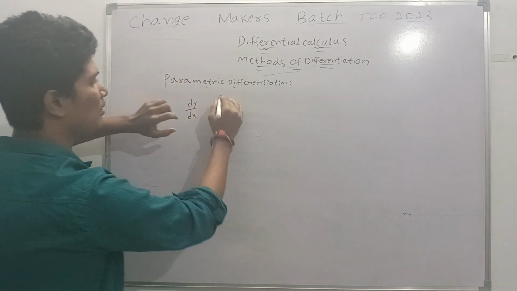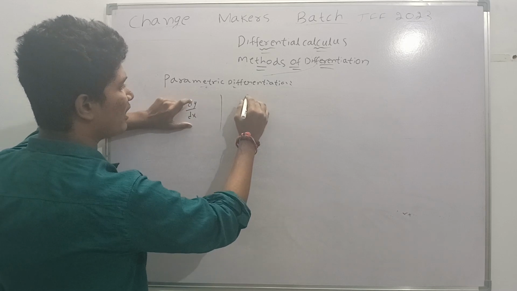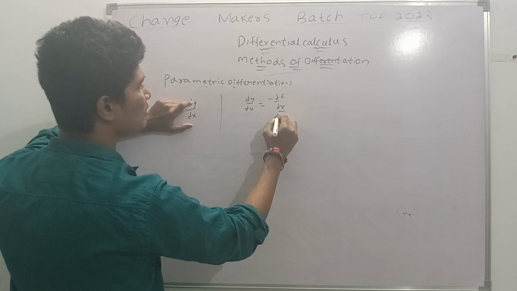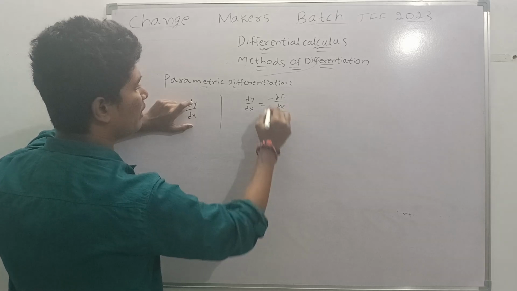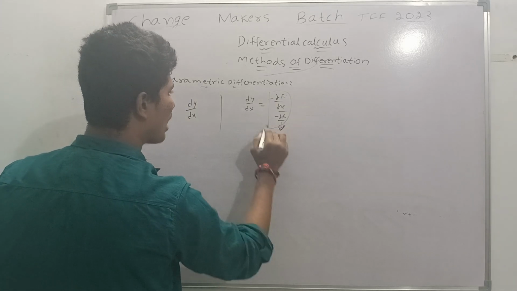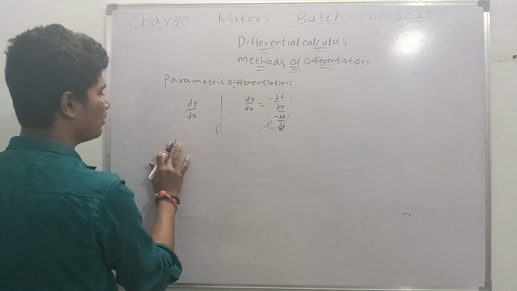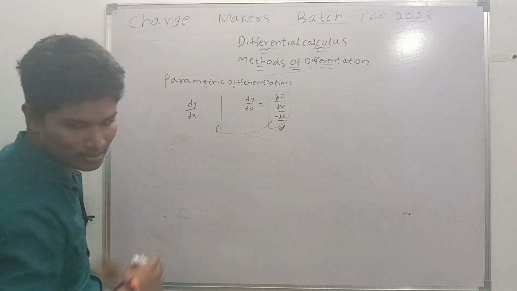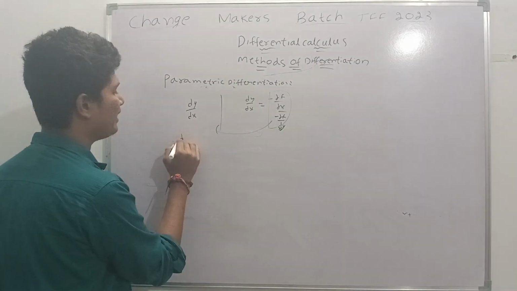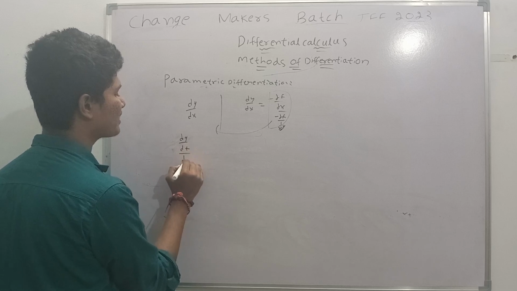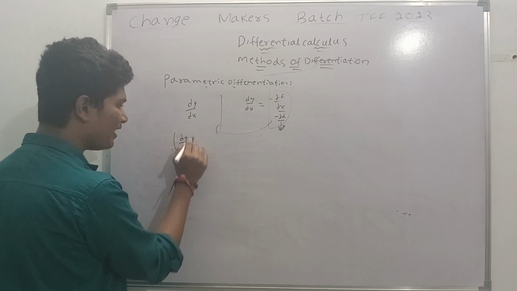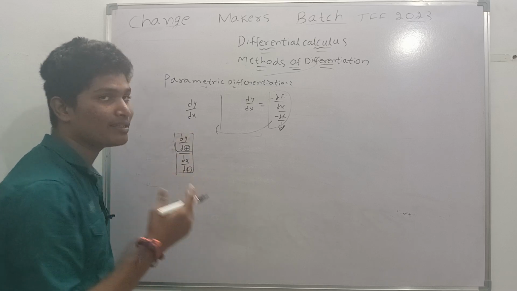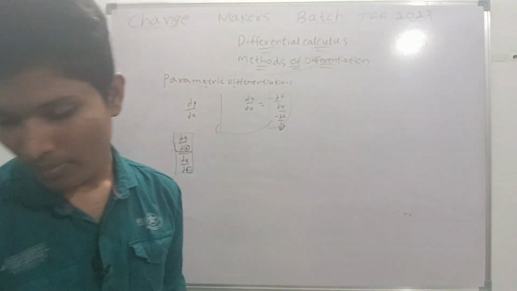In the previous topic, I already said that dy by dx can also be written as minus dou f by dou x divided by dou f by dou y. You have already seen that. But here it is different. It is not a partial differentiation. Here we have to differentiate with respect to the parameter, that is dy by dt divided by dx by dt. I will explain the example for this in the next topic.